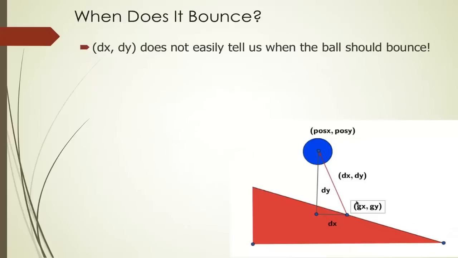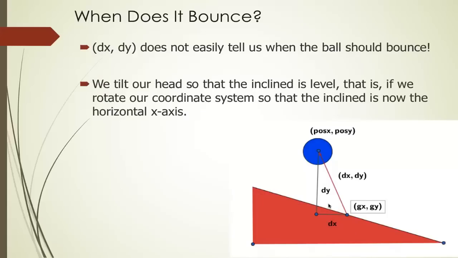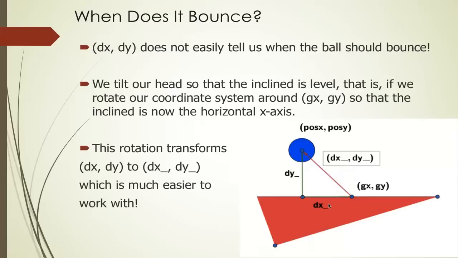the problem is that dx, dy doesn't tell us when the ball bounces. If you look at this picture, dx dy is at an angle with respect to the incline, so looking at dx dy doesn't help us. It makes the problem very hard. And so we're going to take dx dy and rotate it. We're going to tilt our head so that the incline is now level, horizontal. When we do that, dx dy becomes dx underscore dy underscore, which is much easier to work with.